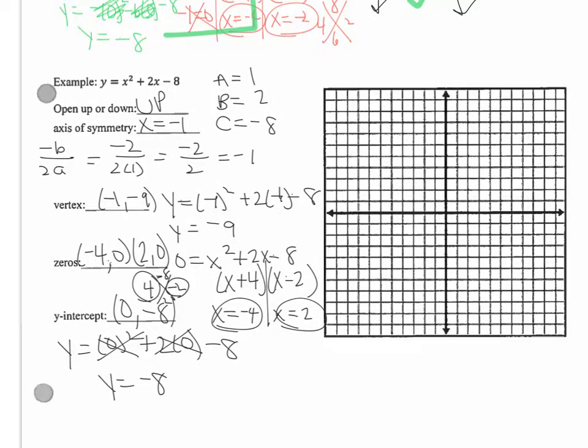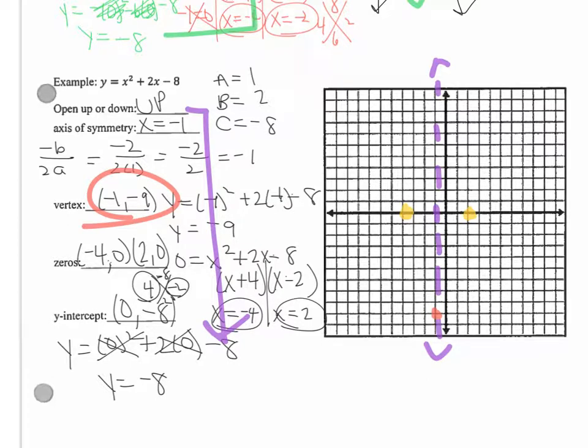So now I'm good to graph. So I'm going to graph my axis of symmetry first because I always work my way down. So -1 is here, and I'm going to draw my dotted line. So now I'm going to draw my vertex, which is -1, -9. 2, 3, 4, 5, 6, 7, 8, 9. That's right there. I'm now going to plot my zeros at -4, 0, and 2, 0.